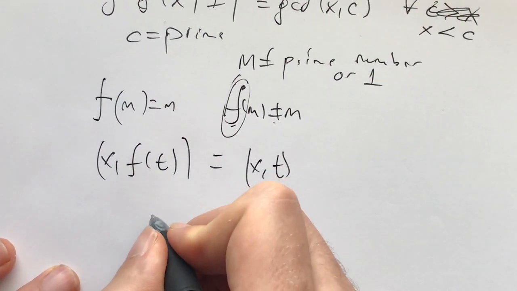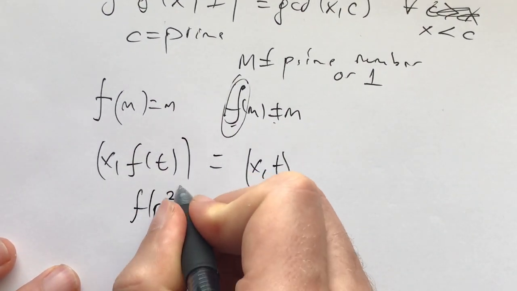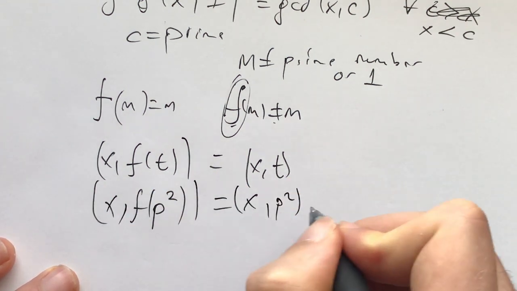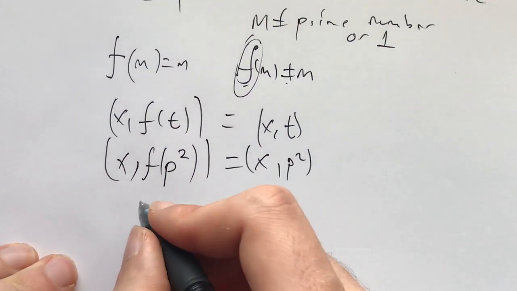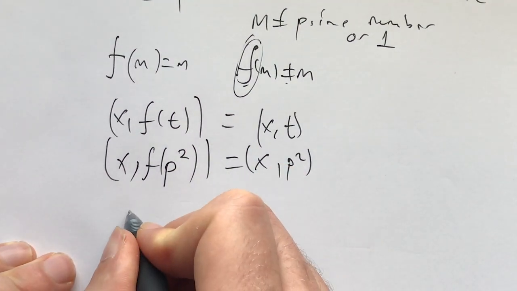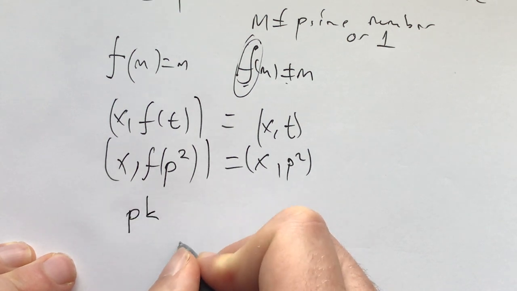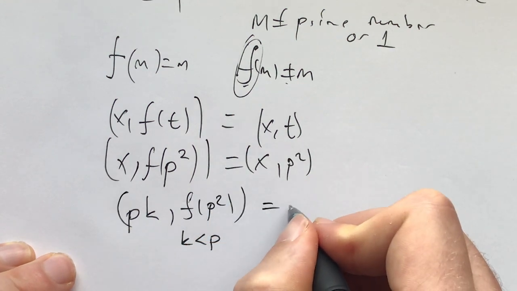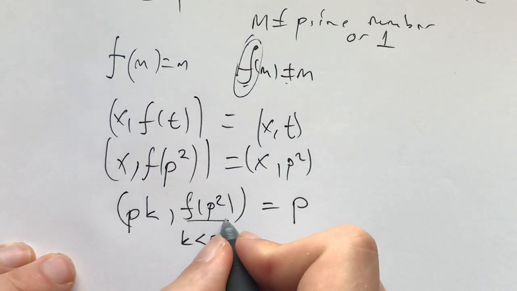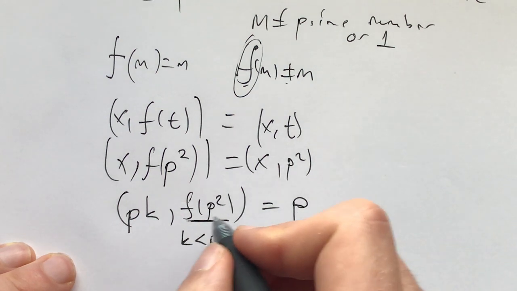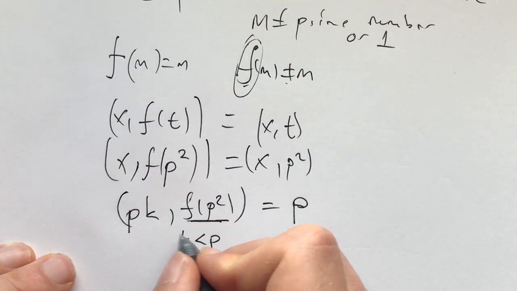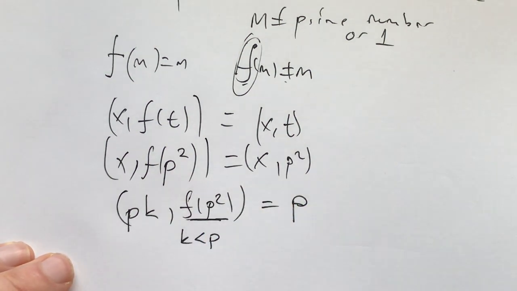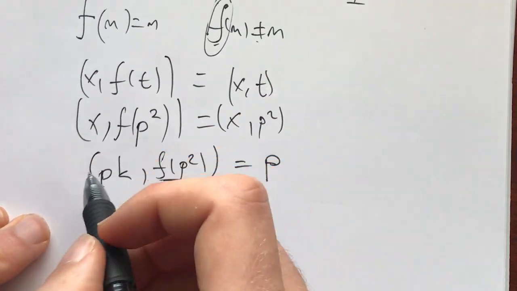Let's say t is a prime power, p squared: the GCD of x and f of p squared equals the GCD of x and p squared. Well, we need that for x equals a prime, or p times k, for any k less than p, we must have the GCD of this equal to p. So the f of this prime power must only have p's in it. It can't have anything that has a divisor less than p. It can be p times some other prime, but let's think simply. What else can it be?